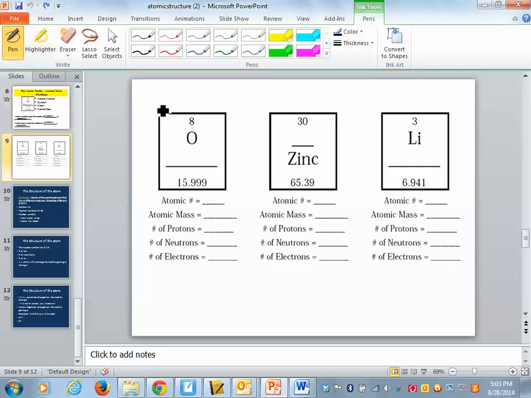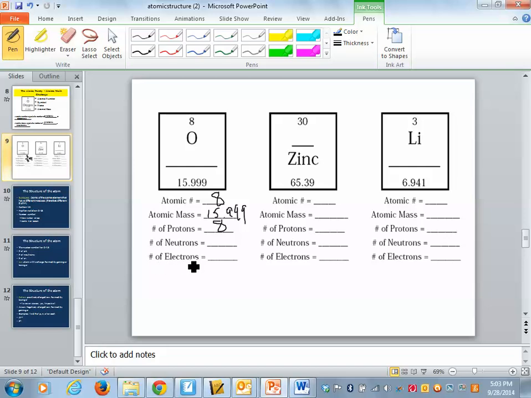We'll do a quick review here of how to figure out the atomic number, atomic mass, protons, neutrons, and electrons of an atom. Now, we look up here, we see the number 8. That is our atomic number, so we'll write that in. Our atomic mass is 15.999. Our number of protons is the same as our atomic number. So it will be 8.